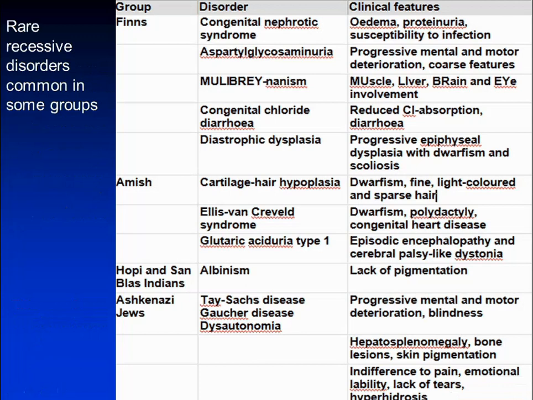Here are some rare recessive disorders common in some populations. For example, congenital nephrotic syndrome is commonly seen in Finns. Ellis-van Creveld syndrome is commonly seen in Amish, as we have discussed earlier. Tay-Sachs disease and Gaucher's disease are commonly seen in Ashkenazi Jews.